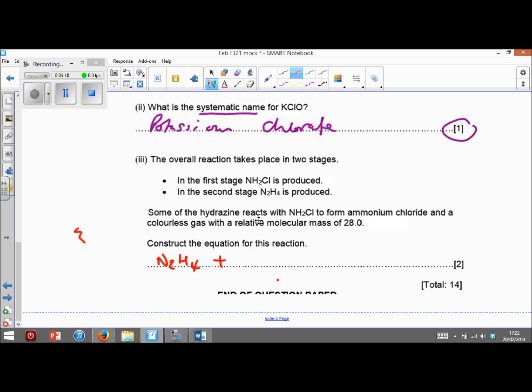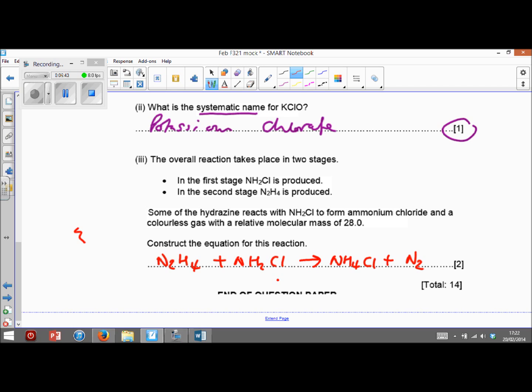N2H4 is the hydrazine. It's reacting with NH2Cl. Telling you it forms ammonium chloride, NH4Cl, and a gas with a relative molecular mass of 28. Now, the gas has got to be 2 atoms of one element combined, so you can't just go to your periodic table and pick something with 28 on it. You've got to have a look, and the only thing, if you times it by 2 to get 28, it's got to be nitrogen. Okay, so it's got to be N2.